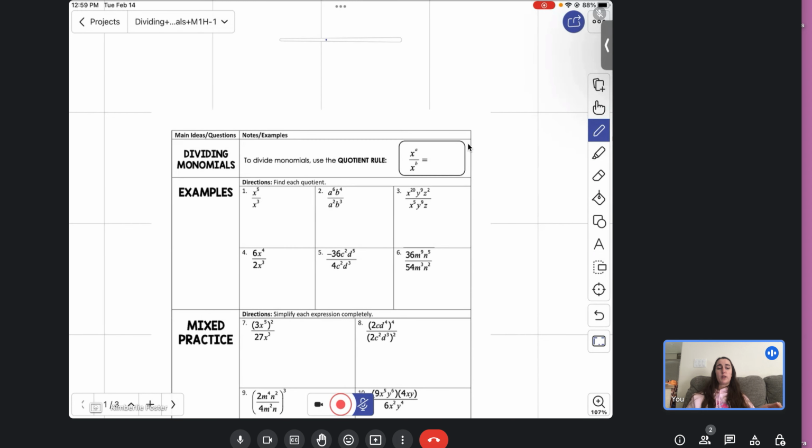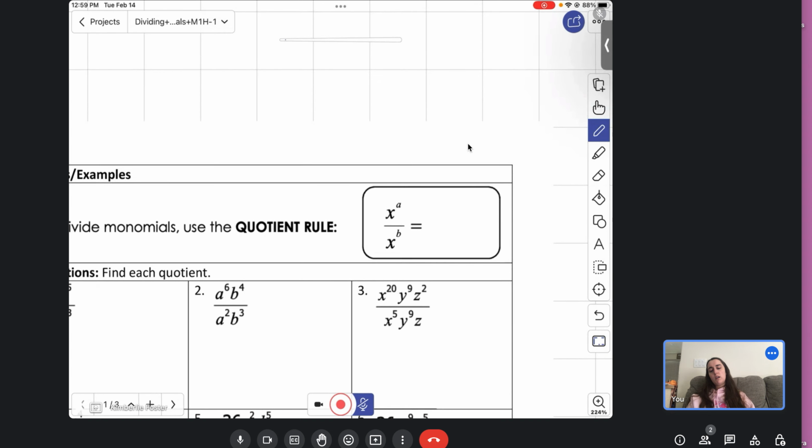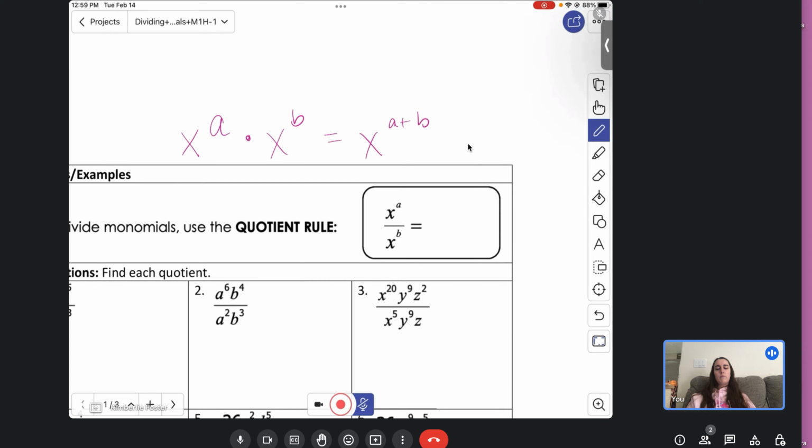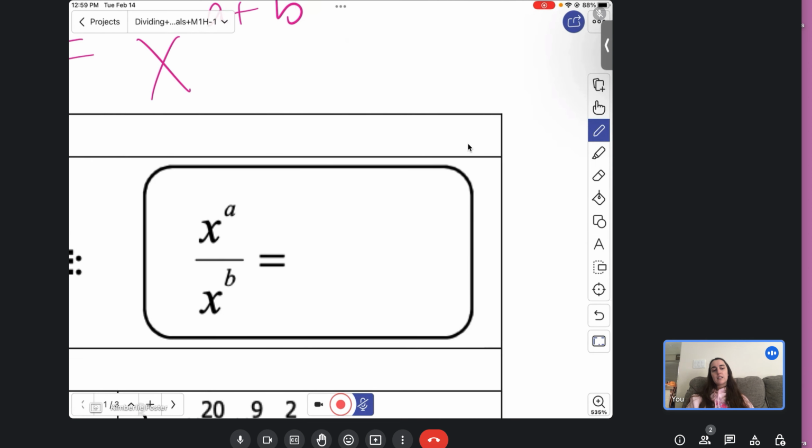The last video I couldn't remember the other rule, but it was the product rule. So it just came to me. With the product rule, recall that when we had x to the power of a times x to the power of b, we added a and b. So if multiplying means that we add our exponents, dividing means that we're going to subtract our exponents. So that is the quotient rule. Quotient, remember, is division, but we'll actually be subtracting our exponents. So we're going to have x to the power of a minus b.